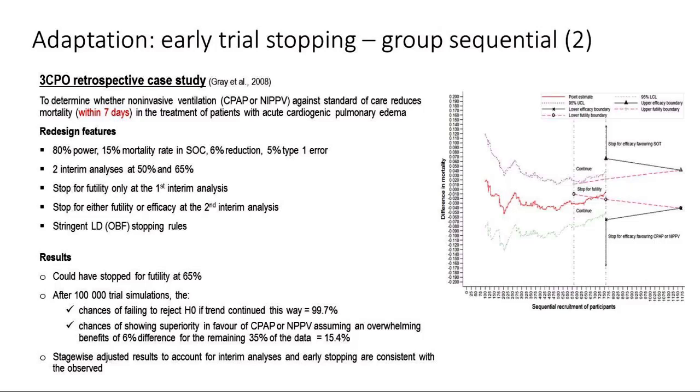So they said, you know what? I think we know what to do. We stopped the trial. We analyzed the data, accounting for the chance of stopping early and the interim analysis, using different methods. And the results were consistent with those observed at the end of the trial. So it's just to illustrate that you can do things differently.